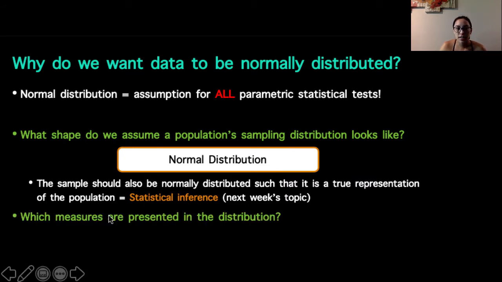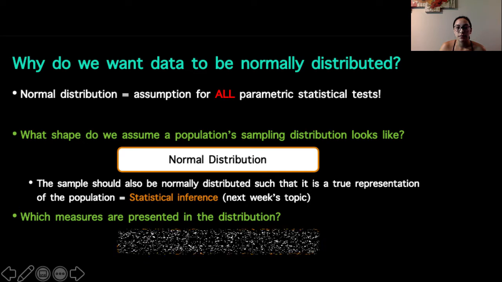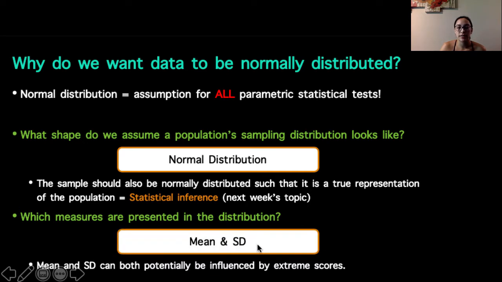But the last question that we can ask to kind of answer this question is which measures are presented in the distribution, right? And that's our mean and standard deviation. So remember that the mean is really sensitive to extreme scores. So if we don't have normally distributed data, the mean is going to shift towards that extreme score.